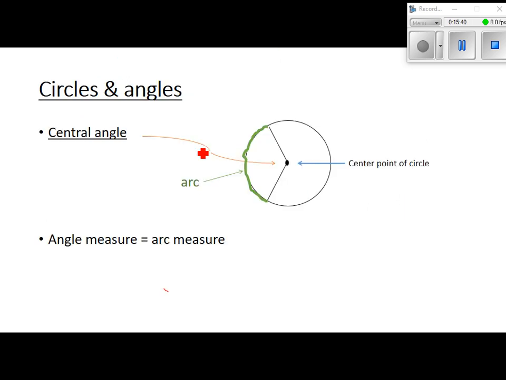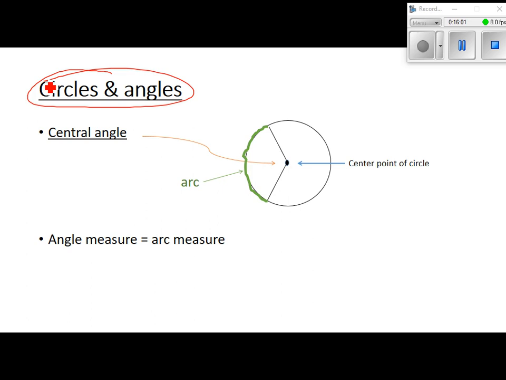Now, this is the important stuff. This is what the assignment's going to be over, and it's not real difficult. And there's one page on here that's a major thing that will have all the rules, and if you use that one page, you should be able to do all this. Dealing with circles and angles. So angles related to circles.